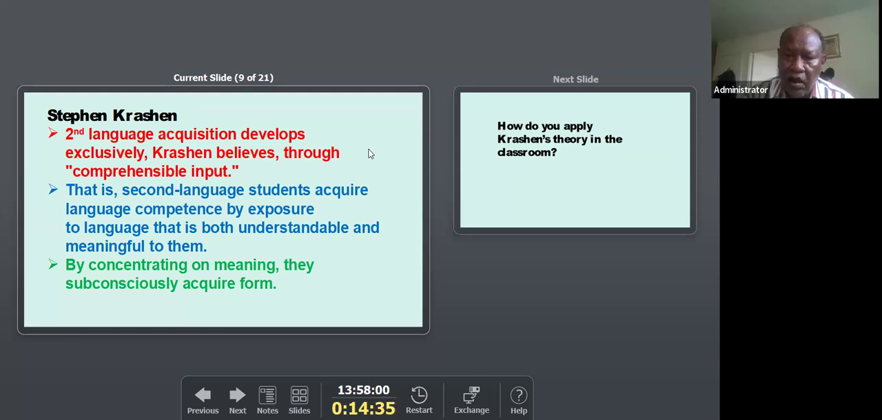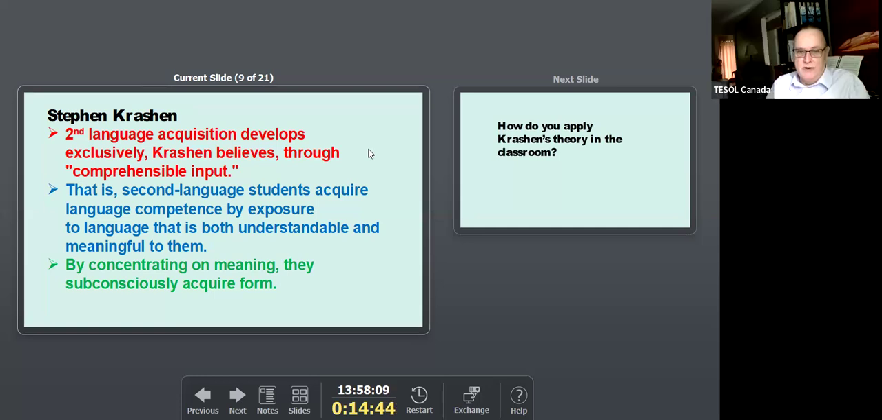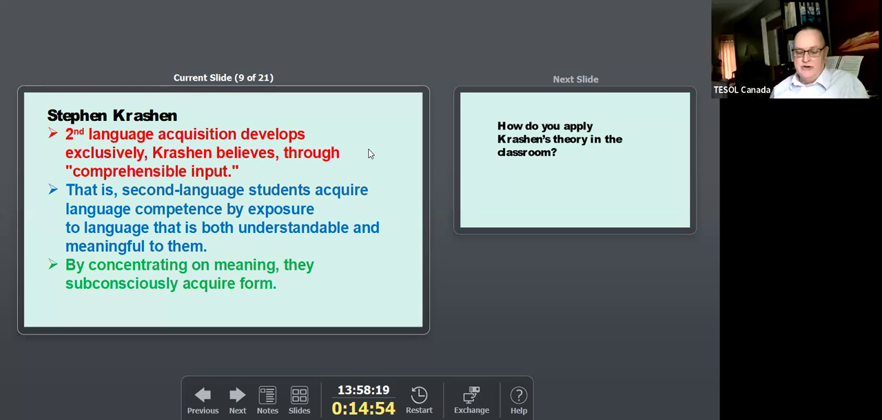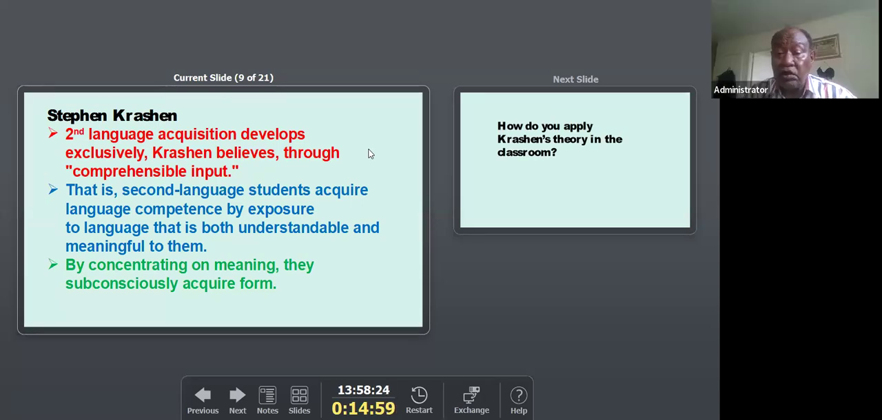What is the role of the L1 in language acquisition? First language, the mother tongue. Sorry, what is the role of what? Of the mother tongue in acquiring a second language or third language? What is the role of the mother tongue? I mean, there really is no role for the mother tongue.